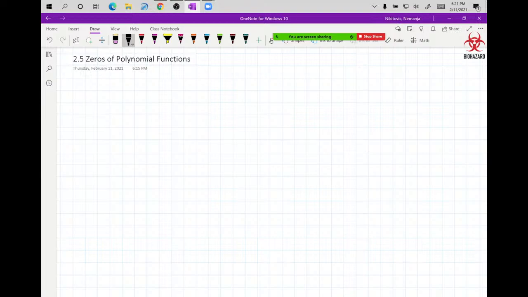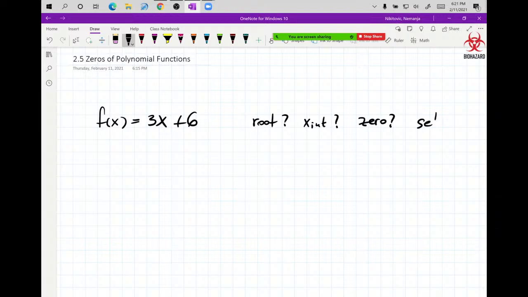So, if I have a polynomial function 3x plus 6, and I want to find the root or x-intercept or a zero, those are all different names for the same concept. You know that you are supposed to set y equal to 0. That's why it's called a 0, right? You're looking for the x value where y has the value of 0.